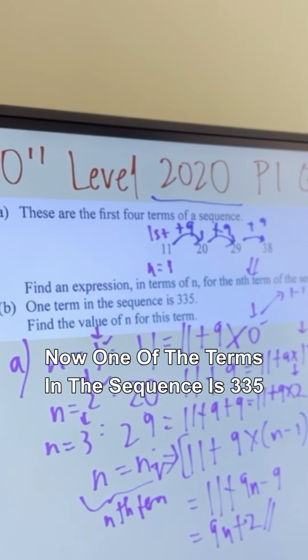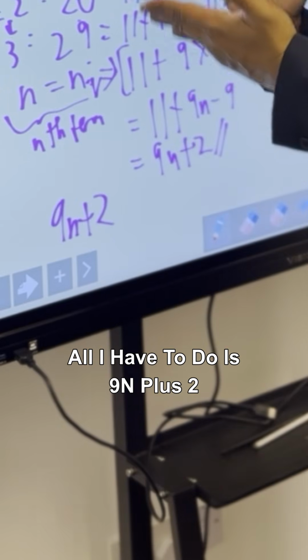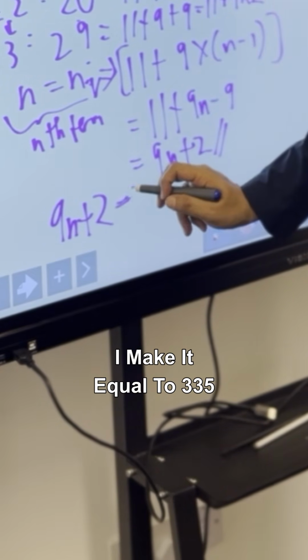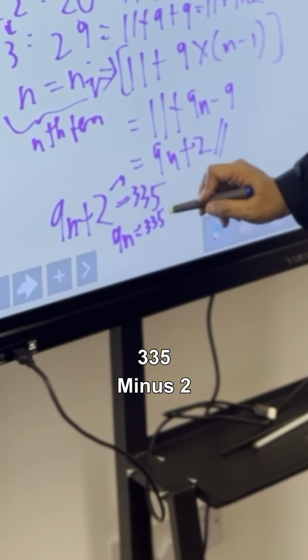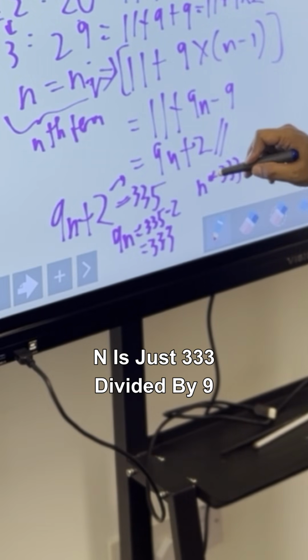Now, one of the terms in the sequence is 335. Find the value of n for this term. All I have to do is take 9n plus 2, which is the generic formula, and make it equal to 335. So, I can solve for 9n. 335 minus 2 is 333. n is just 333 divided by 9.